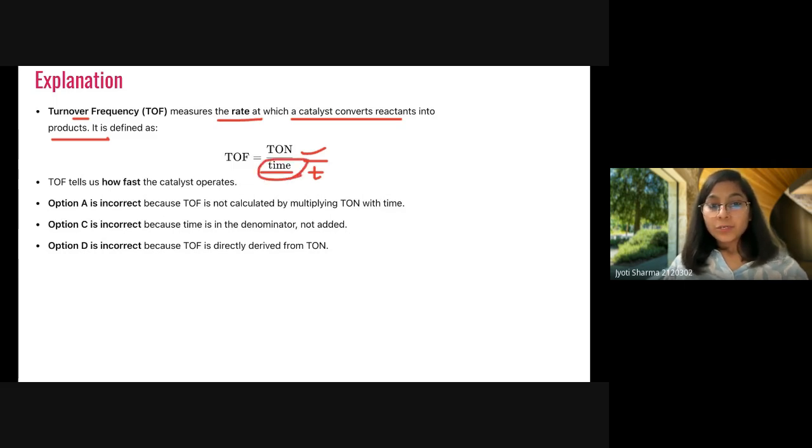So this is TON upon time, but it is not multiplication, it is division. And it is again not added. And yes, there is a relationship between TOF and TON, so option D is also not the right one. So option B will be the right one: TOF is equal to TON divided by time. Okay, next question.